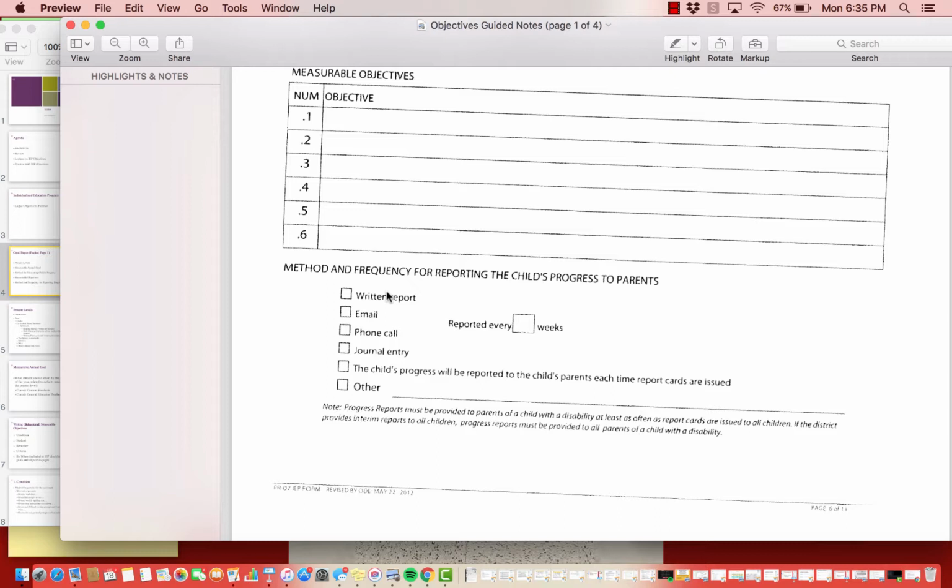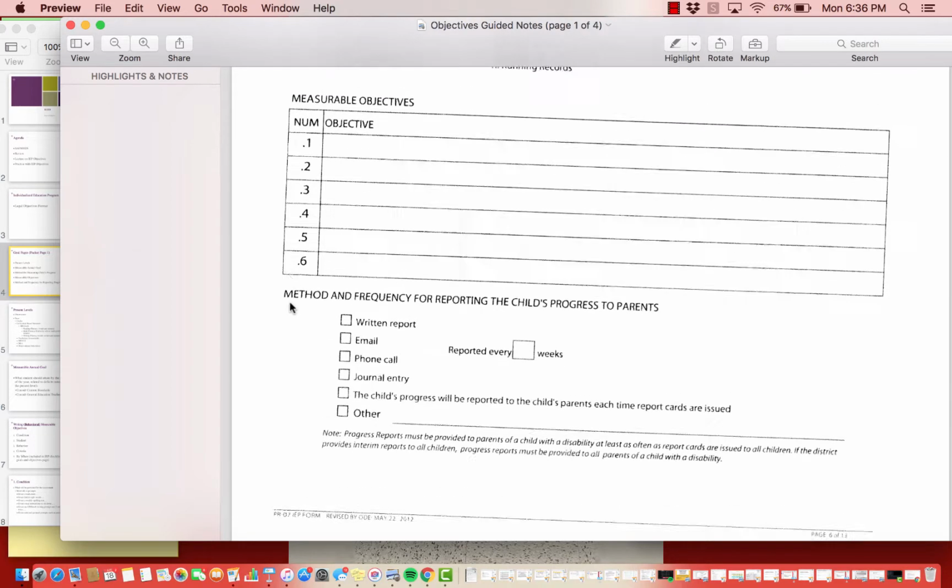Parents may, depending on what the objective is, want more frequent information on this. For example, if it's a behavioral goal and the parents want to be able to implement some sort of intervention at home, they may need to know every day or every week how the student performed in this particular area in order to give them the reinforcement or to not give them the reinforcement that they earn. Right, so this is something that parents ultimately decide what goes here, but legally, at the very, very least, you're providing it every 9 weeks to the parents.